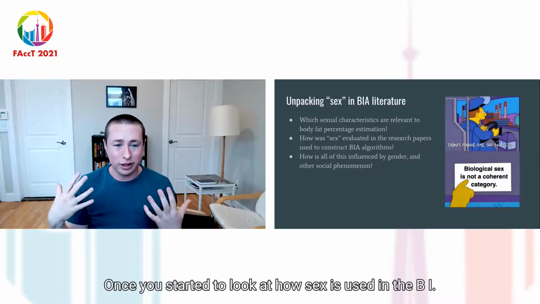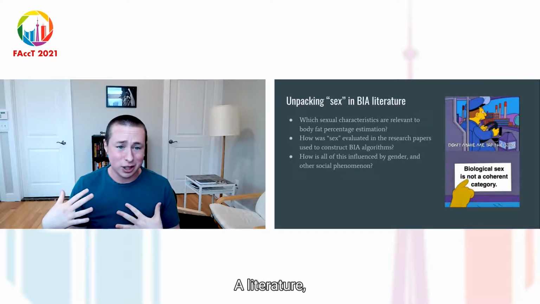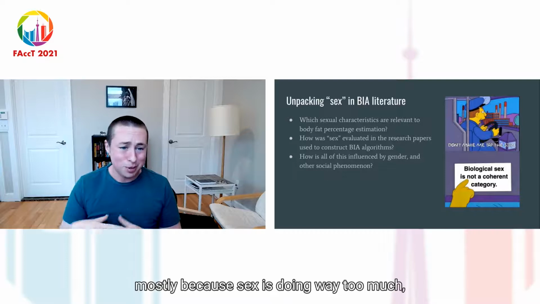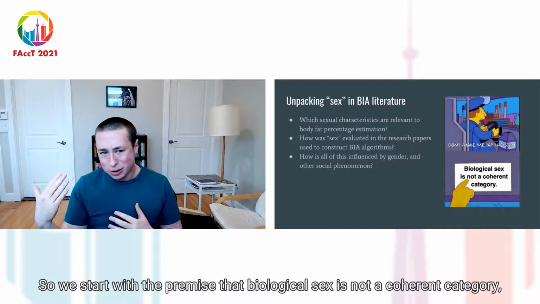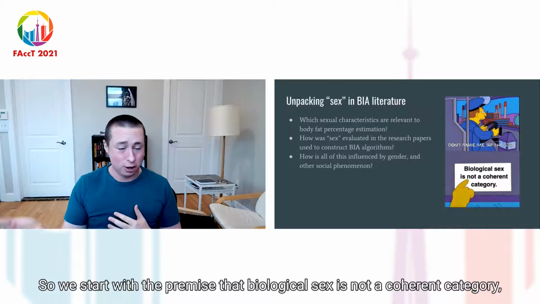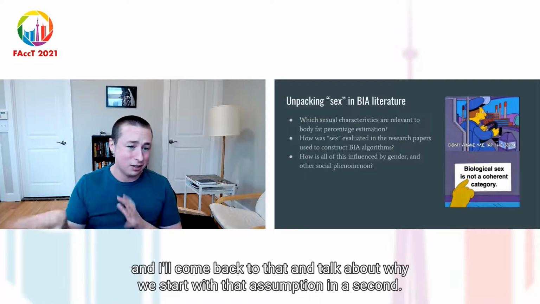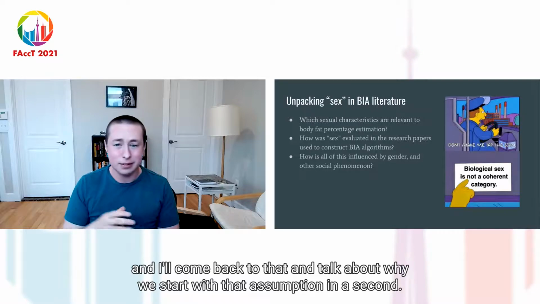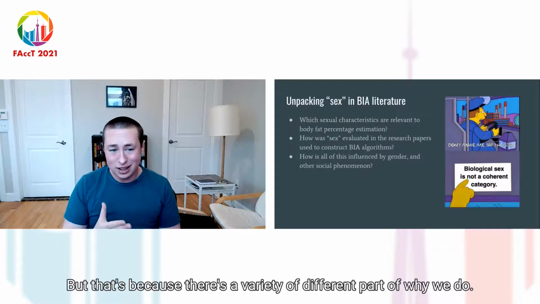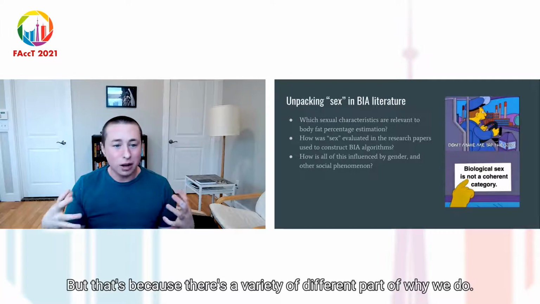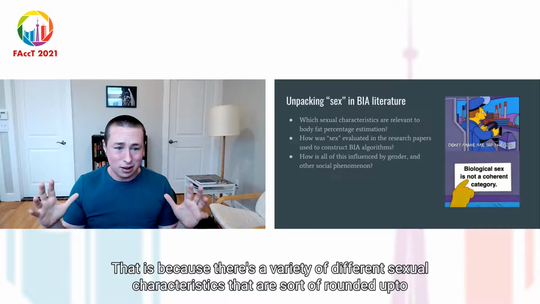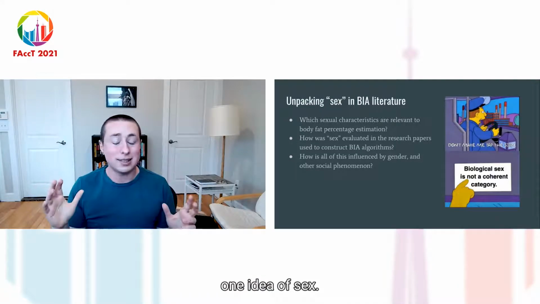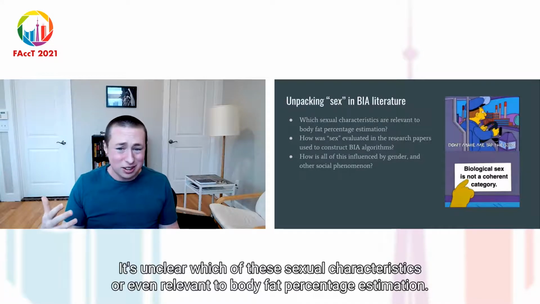Once you start to look at how sex is used in the BIA literature, there's a lot to unpack, mostly because sex is doing way too much, right? So we start with the premise that biological sex is not a coherent category, and I'll come back to that and talk about why we start with that assumption in a second. Part of why we do that is because there's a variety of different sexual characteristics that are rounded up to one idea of sex. It's unclear which of these sexual characteristics are even relevant to body fat percentage estimation.